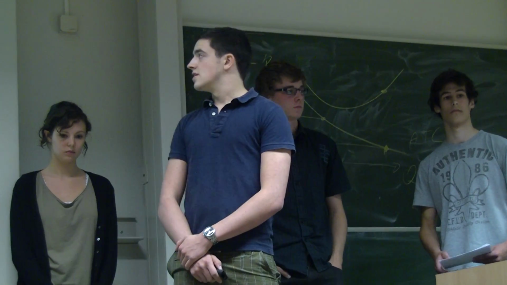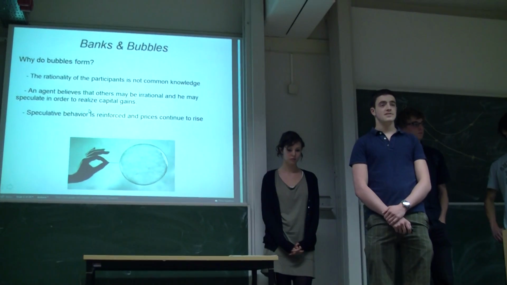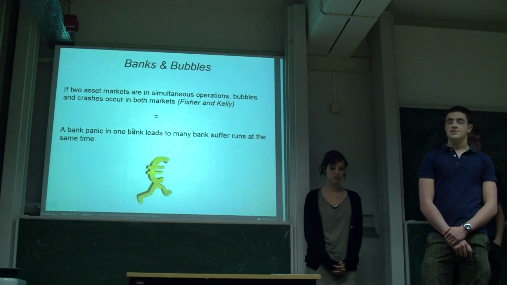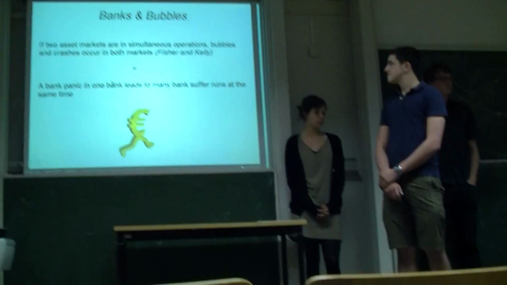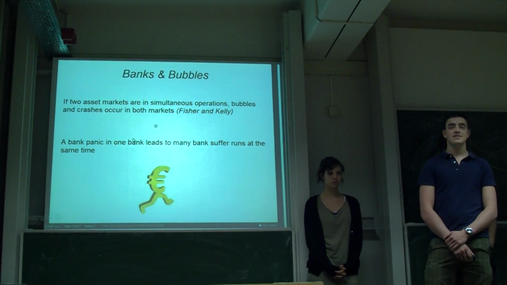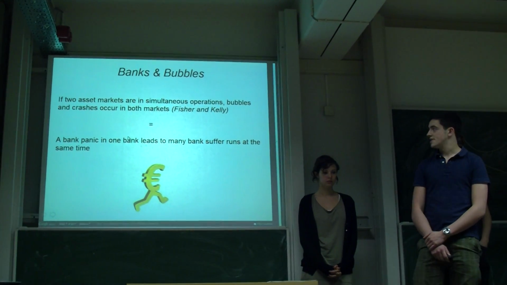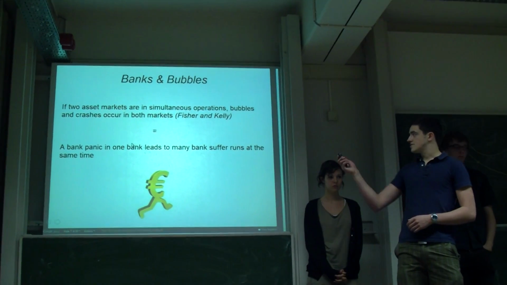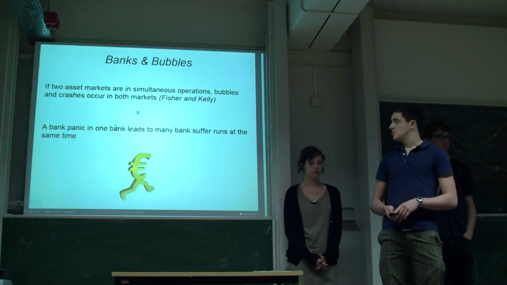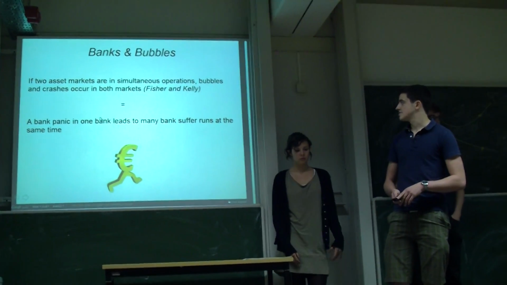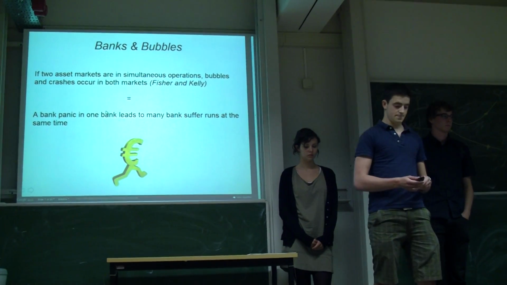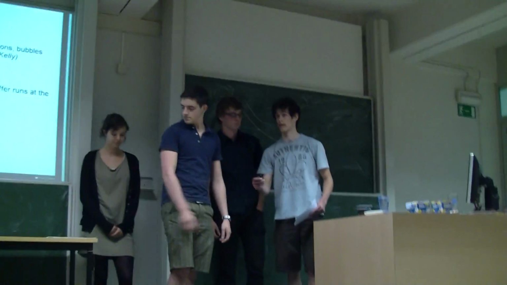To end, I have a last comparison between bubbles and banks. That's one that is given by Fisher and Kelly. They have shown that if two asset markets are in simultaneous operation, bubbles and crashes occur in both markets. And that's like what you have seen in the financial crisis. Not only do crashes occur in both markets, but they also happen simultaneously. And a bank panic in one bank led in the crisis to many banks suffering at the same time. And that's how Fortis also came into trouble.